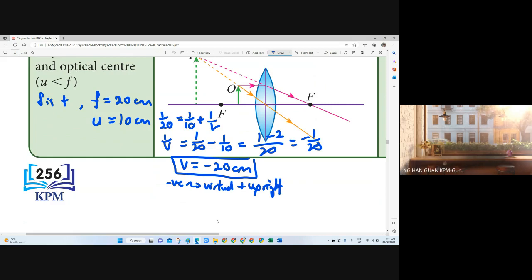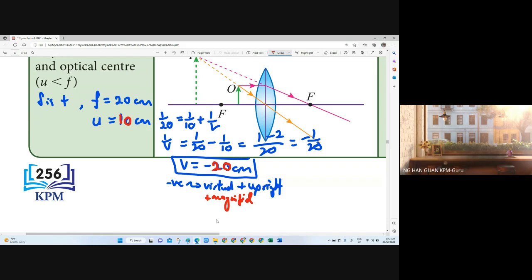Now about the size. Remember, when we want to compare the size, we only compare the magnitude, which is 20. We compare 20 with 10, not negative 20. Now 20 is more than 10, then the image will be magnified. We don't take negative 20 because the negative only lets us know whether the image is real or virtual.